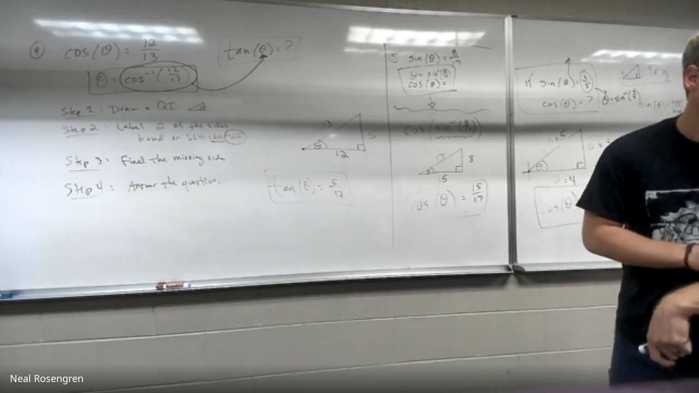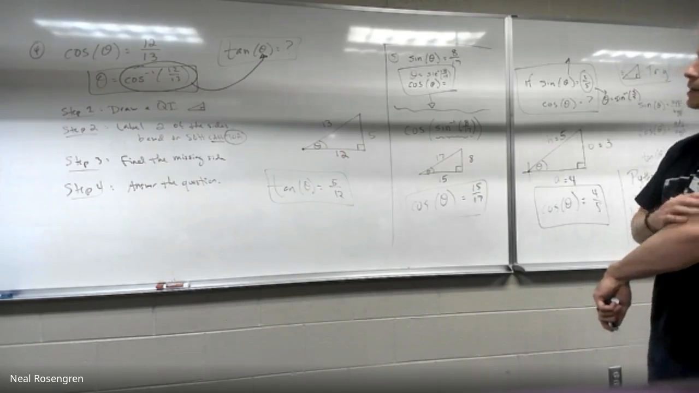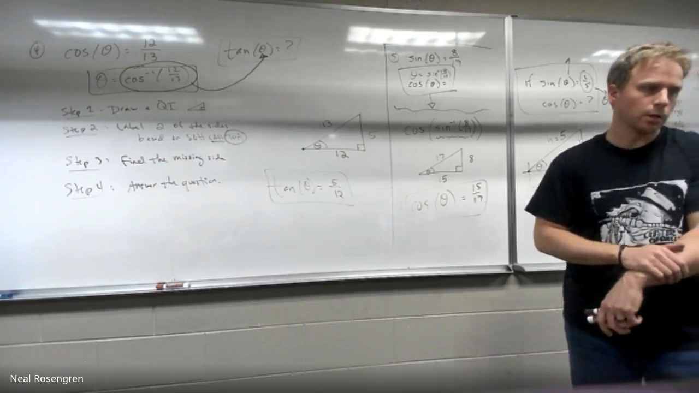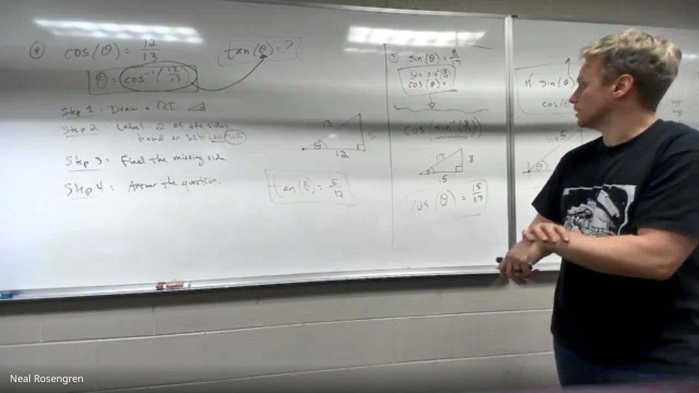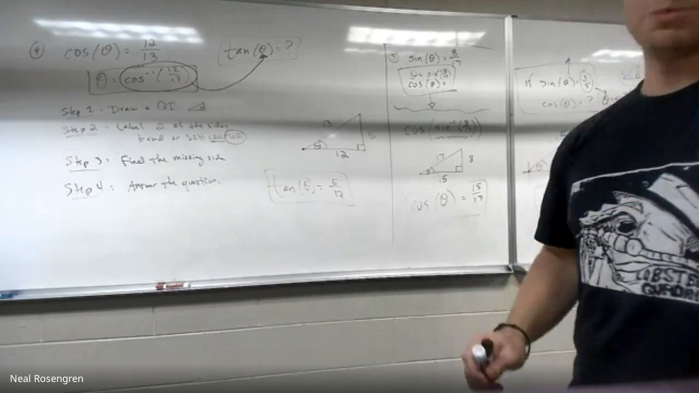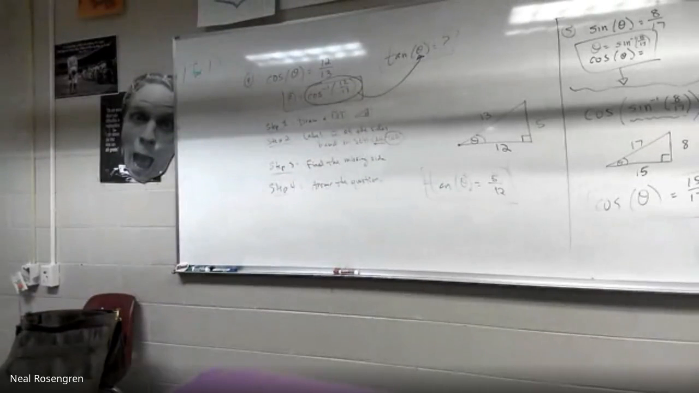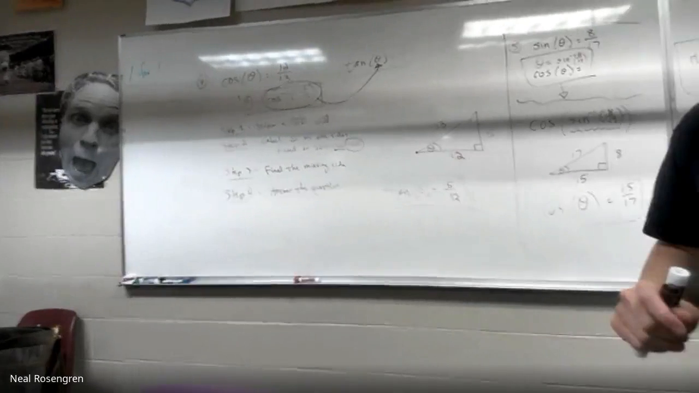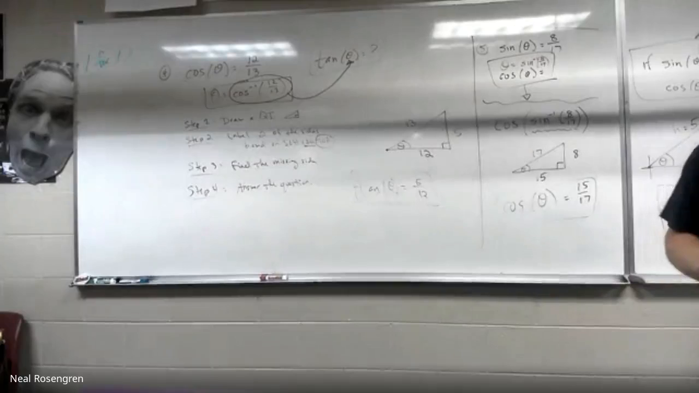Why was the first problem cosine and the second problem tangent? What do you mean, Morgan? You mean like going back to number 4? What do you mean? It's like one big problem within one triangle.